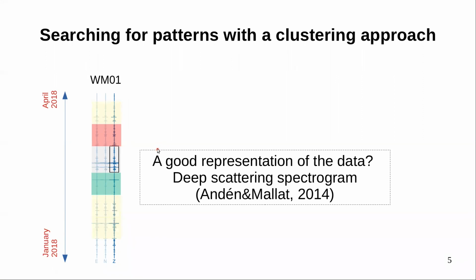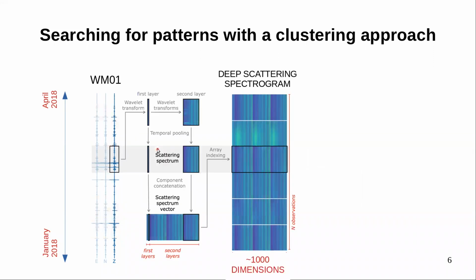So how do we calculate a deep scattering spectrogram? In this case, we use a two-layer scattering network. Here's the first layer and here's the second layer. We take a window from a single channel of our seismogram and we perform wavelet transforms and get our first layer scaleogram. Based on that, we do a second set of wavelet transforms and we get our second layer scaleogram.